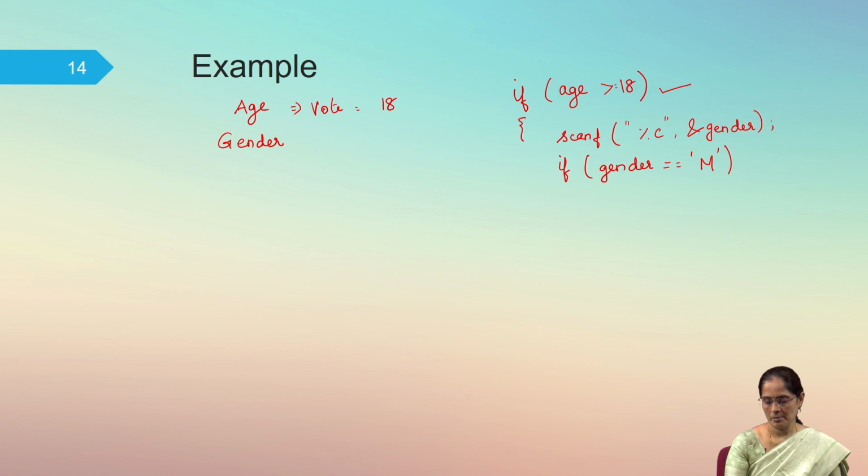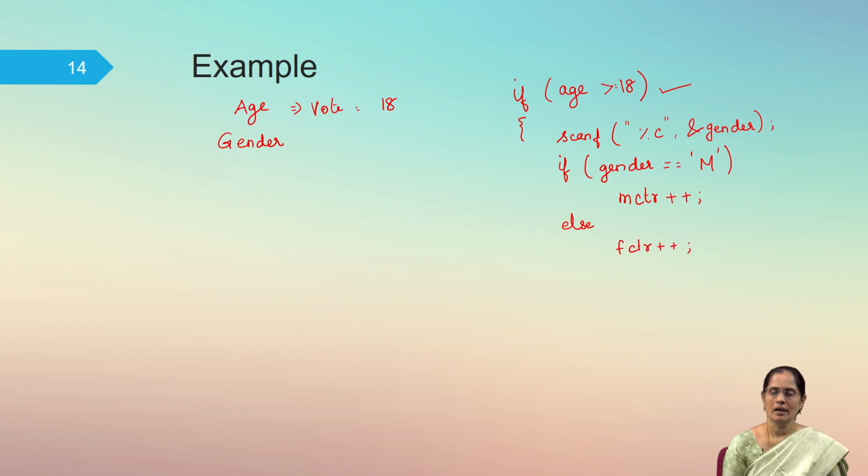So, if it is M, we will have a counter to increment the number of male votes. Else, I will include one more else part. In my else part, I can just say that the female counter is going to be incremented.